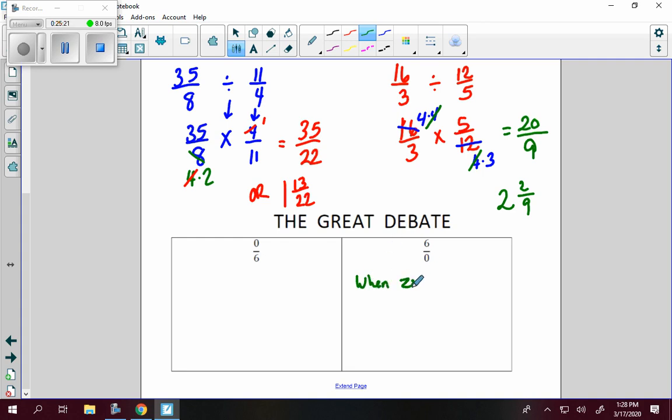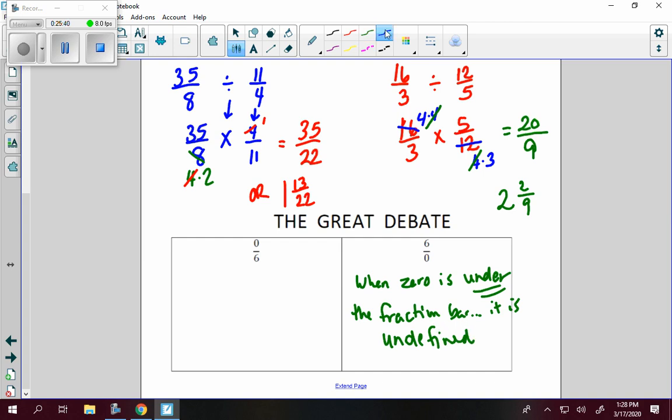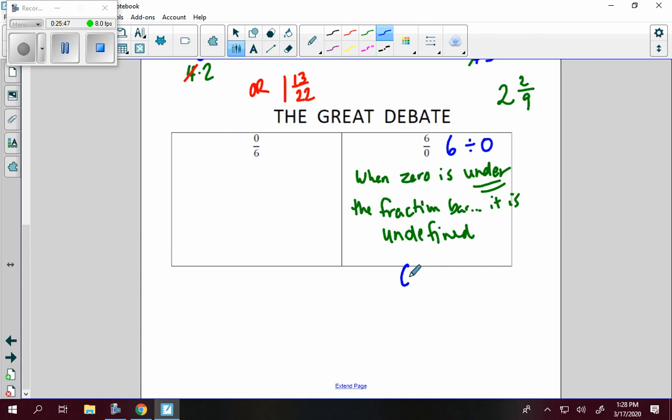When 0 is under the fraction bar, it is undefined. If I were to write it out the long way, this would be 6 divided by 0. Or it would be 6 goes into 0. How many times does a number... Just kidding, it wouldn't be that. I just messed that up, sorry about that.